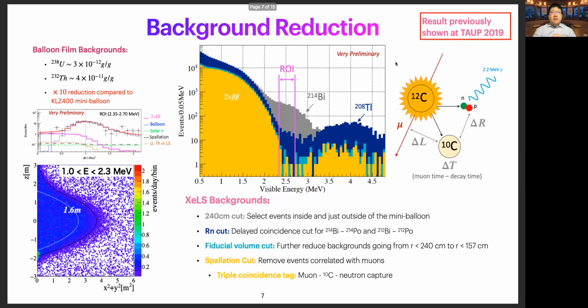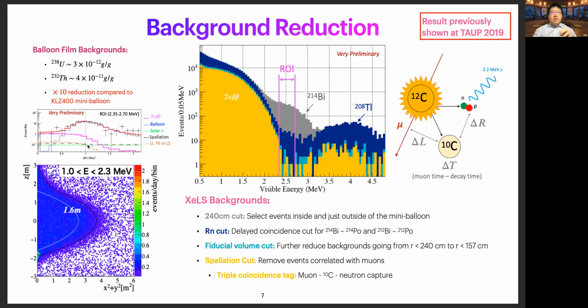Thanks to the very careful manufacturing and cleaning procedure of the balloon film, we actually reached an unprecedented low background level on the balloon film. Our uranium chain contamination is 3 times 10 to the minus 12 gram per gram, while the thorium chain contamination is 4 times 10 to the minus 11 gram per gram. This actually corresponds to a 10 times reduction compared to the KamLAND-Zen 400 mini-balloon.